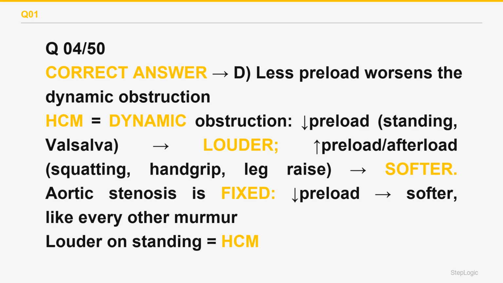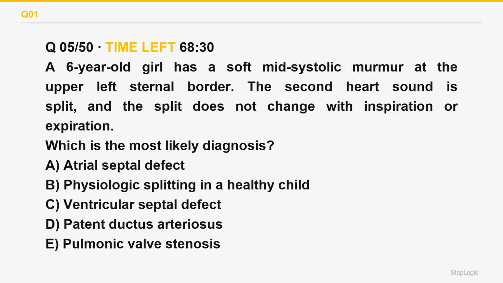That distinction also explains why these young patients collapse during exertion, when catecholamines and a falling preload conspire to maximize the gradient. If you see a systolic murmur that gets louder on standing, think hypertrophic cardiomyopathy, not aortic stenosis. Which is the most likely diagnosis?